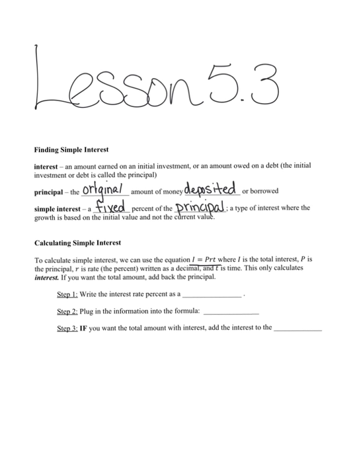So our step one is to write the interest rate percent as a decimal. Our step two is to use that formula above, so plug it into the formula using the information that you're given. And then if you want to find the total amount with the interest, you would add the interest to the principal amount.